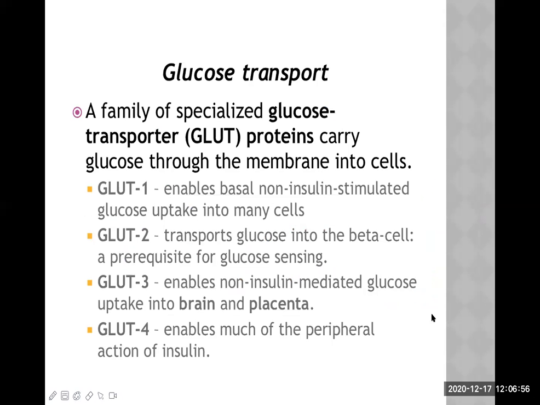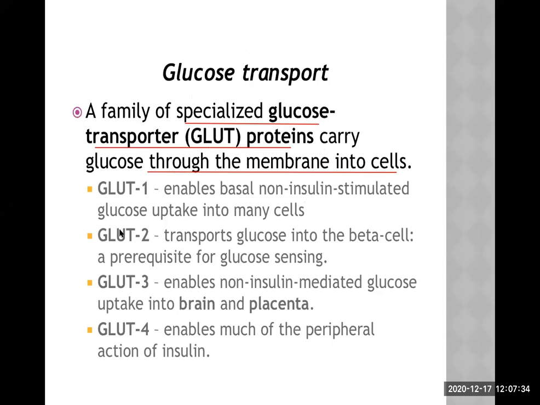Let's move on. Now let's talk about the different types of glucose transporter. So what are these, and what are their functions, and where are they present? These glucose transporters are a family of specialized glucose transporter proteins, and they carry glucose through the membrane into the cell. So they are a type of transporter protein which are present right there on the cell membrane, and through them glucose is entering into the cell.